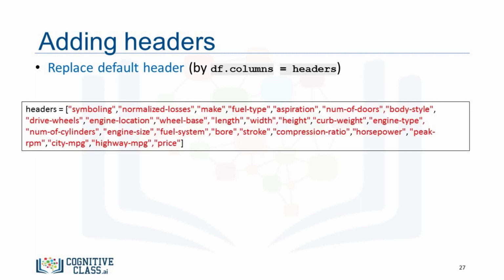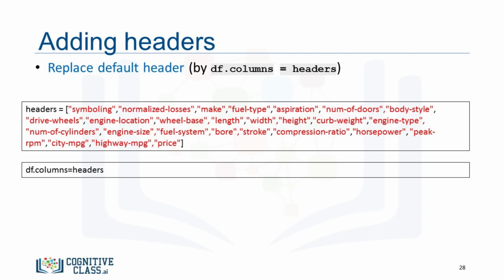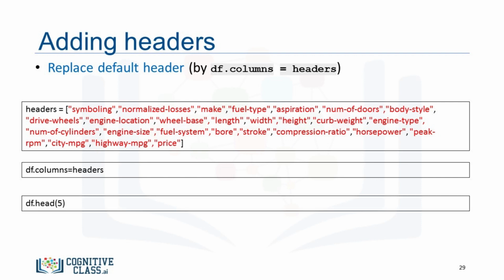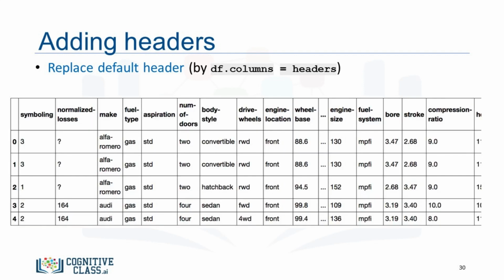In our present case, it turned out that we have the column names in a separate file online. We first put the column names in a list called headers. Then we set df.columns equals headers to replace the default integer headers by the list. If we use the head method introduced in the last slide to check the dataset, we see the correct headers inserted at the top of each column.